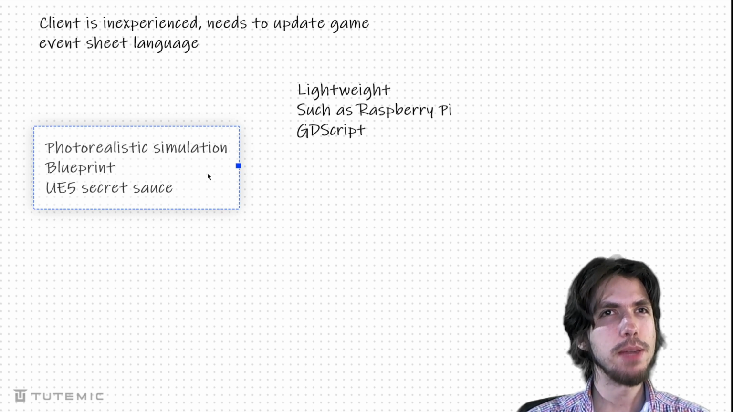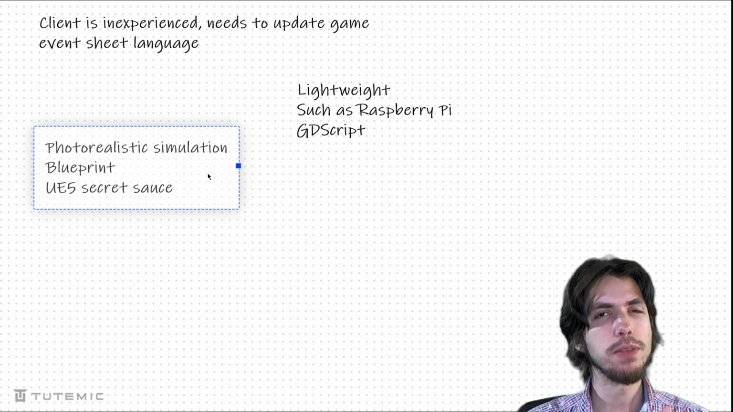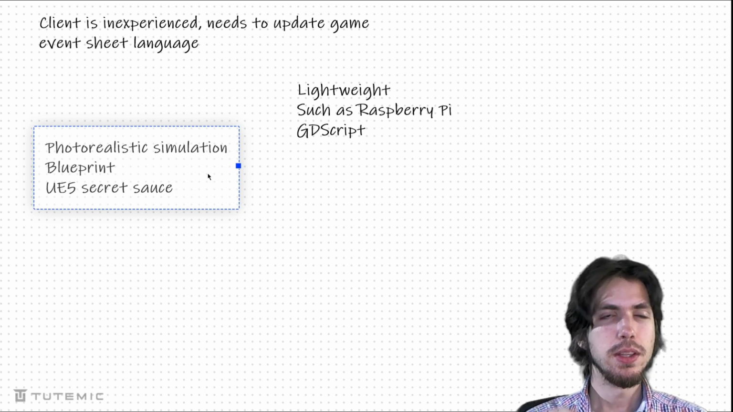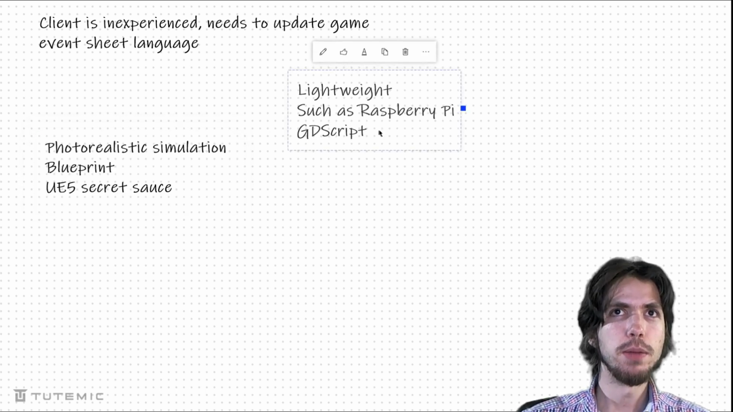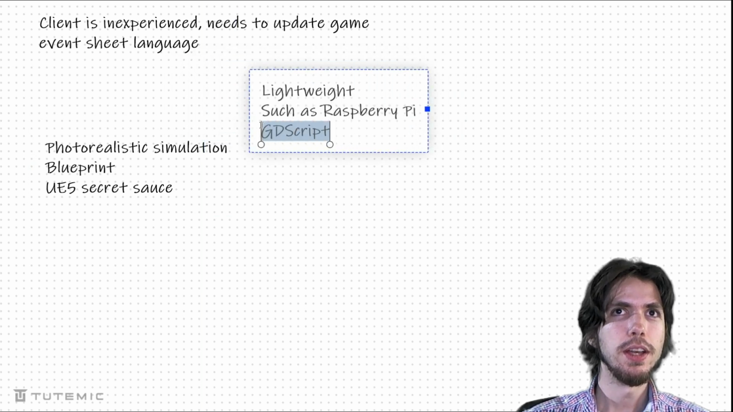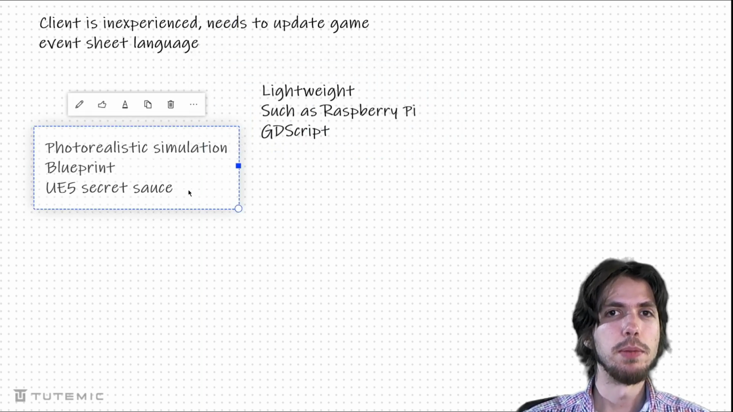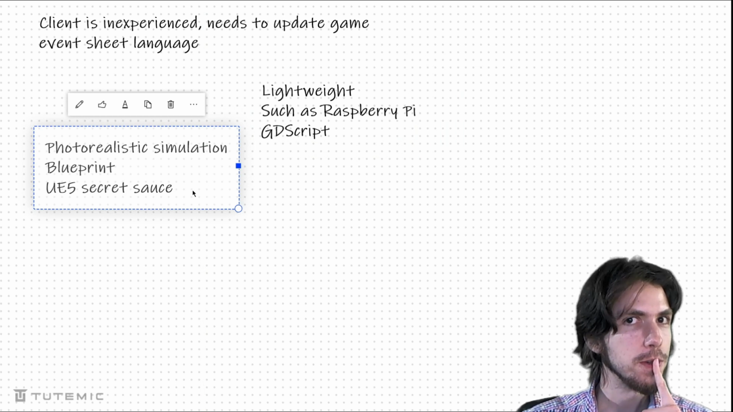Makes you wonder if maybe Unreal Engine 5 is going to stray away from Blueprint and go back to a typed, proprietary language, similar to, maybe not like GDScript, but maybe they took a page from the GDScript book and they're going to go with something like that as their Unreal Engine 5 scripting language.